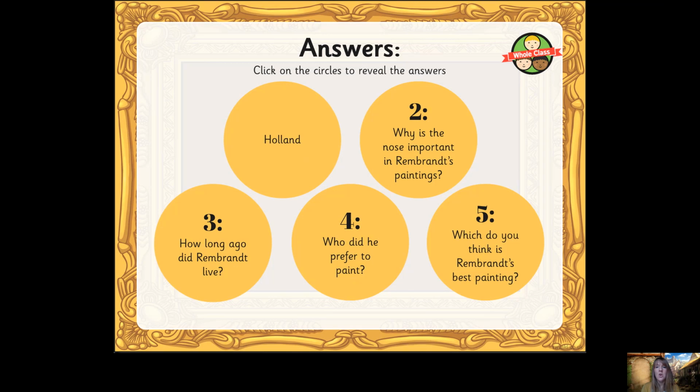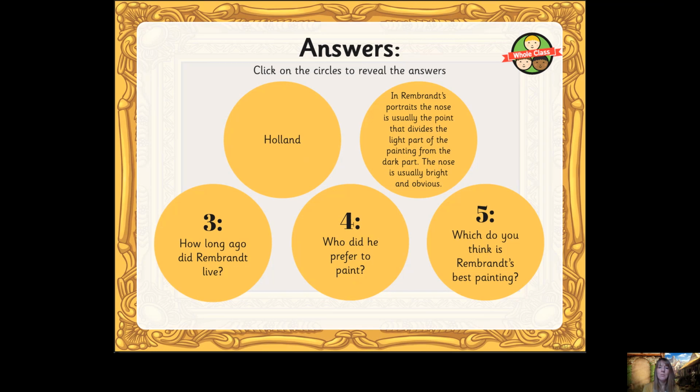Why is the nose important in Rembrandt's paintings? In Rembrandt's paintings, the nose is usually the point that divides the light part of the painting from the dark part. Okay, so it's usually about halfway down the page, and the nose is usually bright and obvious. Okay, so if you said something about the tone or the shading and how he liked to draw the noses in the middle of the page, I'll accept your answer. Number 3.